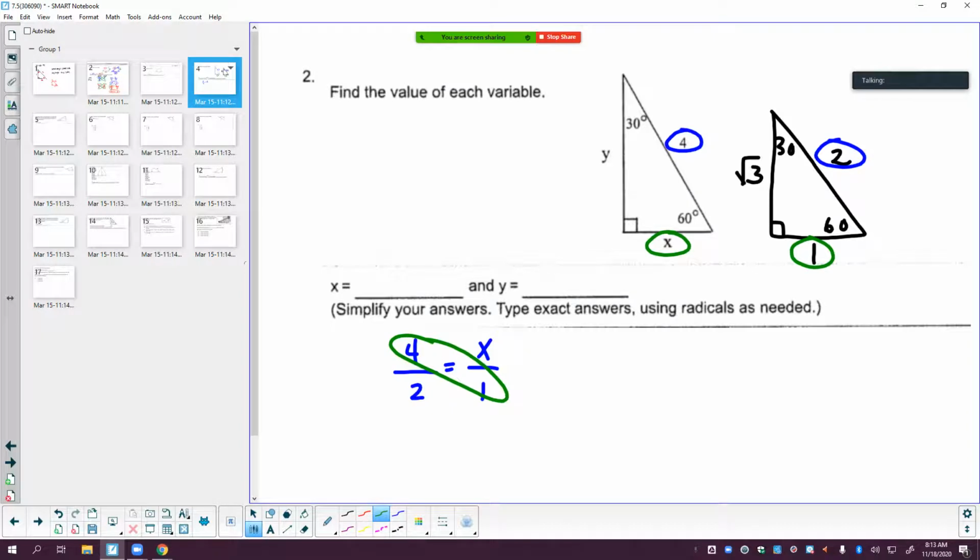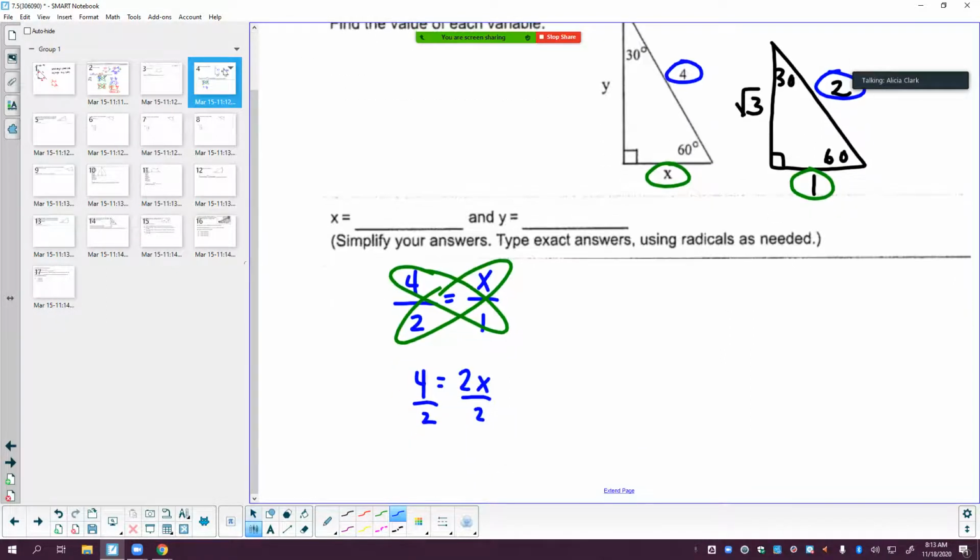Okay, so cross multiply these two and these two. 4 times 1 is 4. 2 times x is 2x. And then we'll divide by 2 on both sides. So I'm going to end up getting that x is equal to 4 over 2, or just 2. 4 divided by 2 is 2.